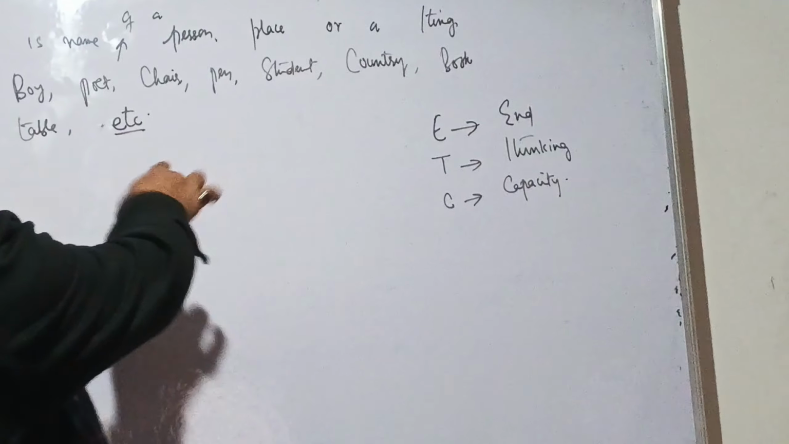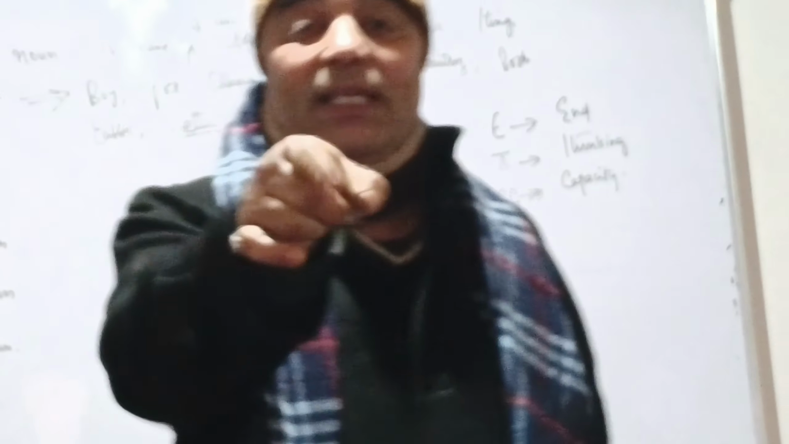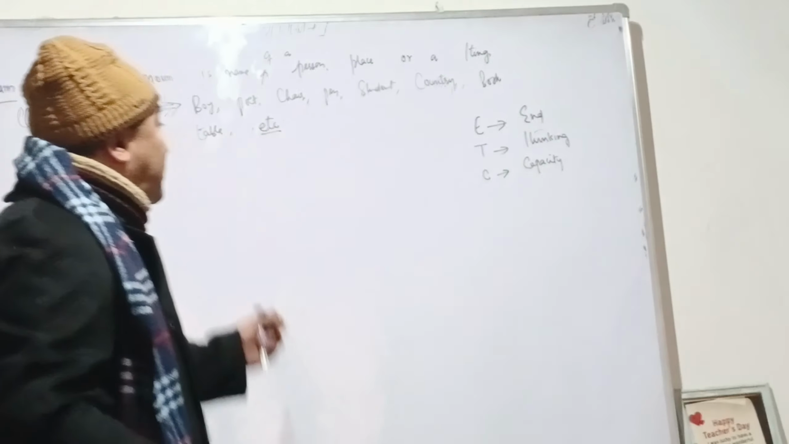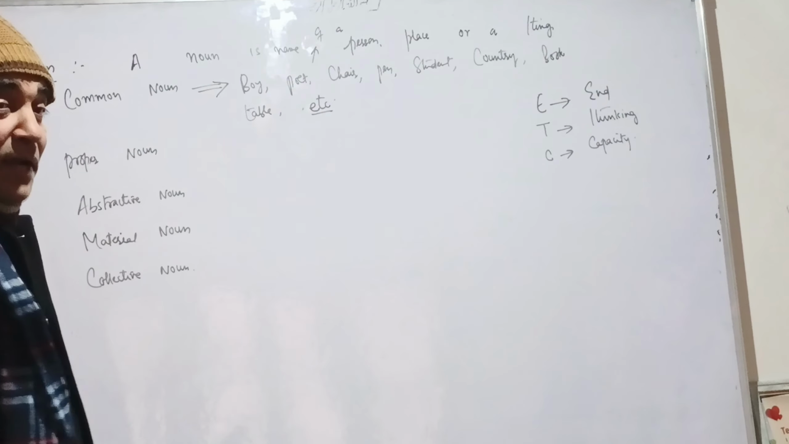So what do you mean by the etc? etc stands for the end of the thinking capacity. So I can't think more than that of these sufficient examples given at the end.